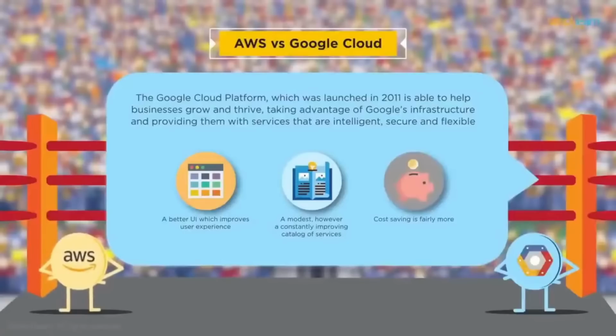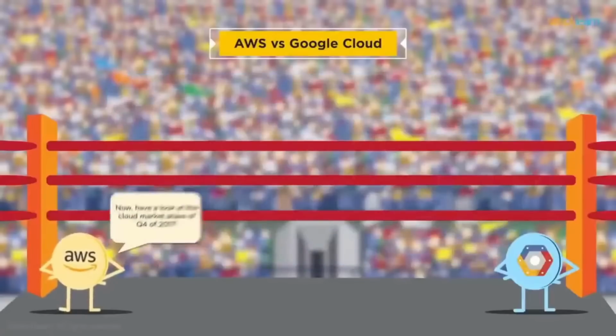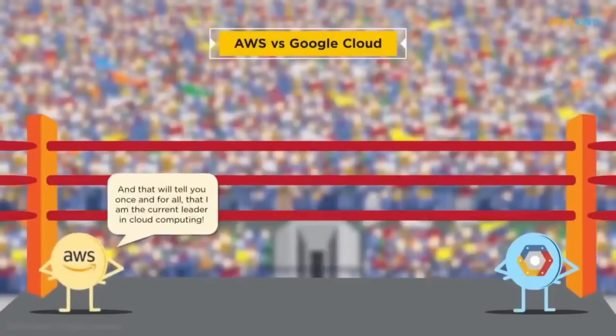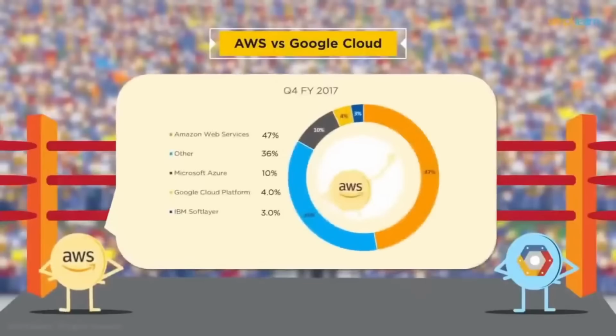I'm so glad you asked. Let's look at present day. In fact, let's look at the cloud market share of the fourth quarter of 2017. This will tell you once and for all that AWS is the leader when it comes to cloud computing. Amazon Web Services contributes 47% of the market share. Others like Rackspace or Verizon Cloud contribute 36%, Microsoft Azure contributes 10%, the Google Cloud Platform contributes 4%, and IBM Software contributes 3%.